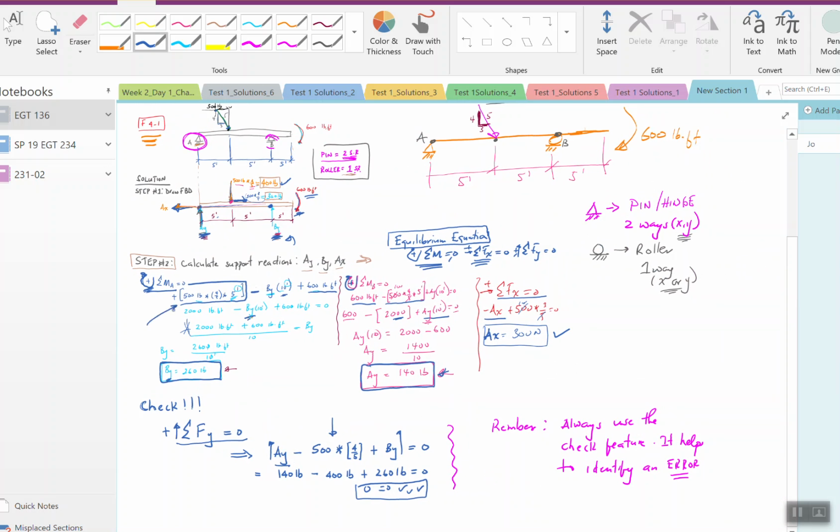Now had you made a mistake, like I made a mistake earlier in this section right here, where I did not multiply that 5, let's say By equals 400. So let's say we do that. Now we use the sum of the forces in the y direction equals 0. So this is going to be 400, plus the 500 times 4/5.